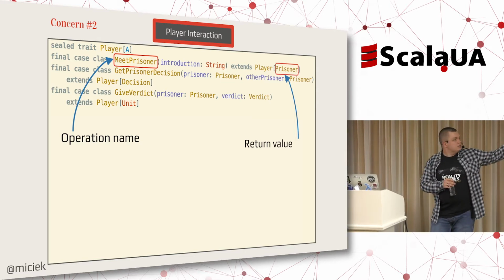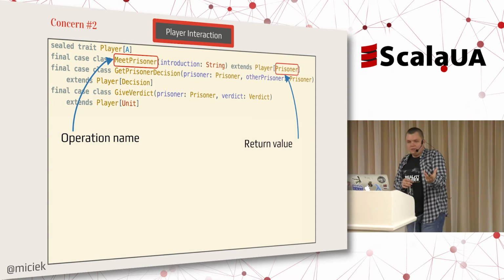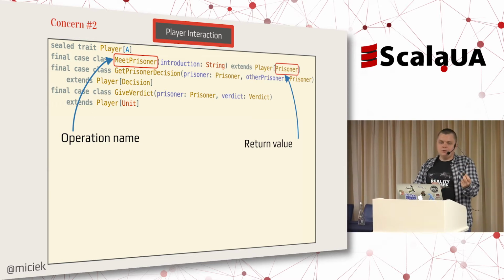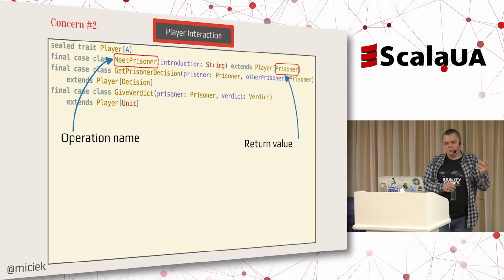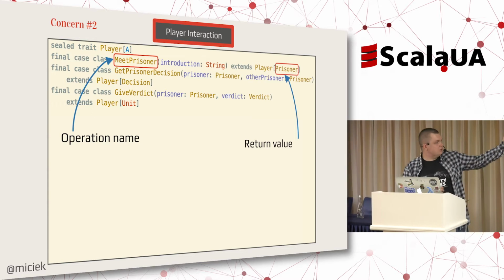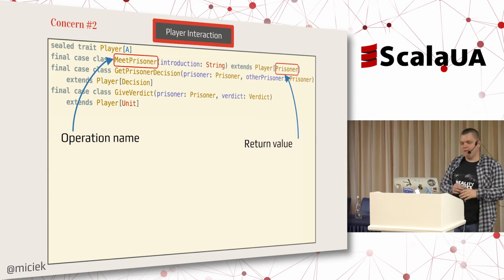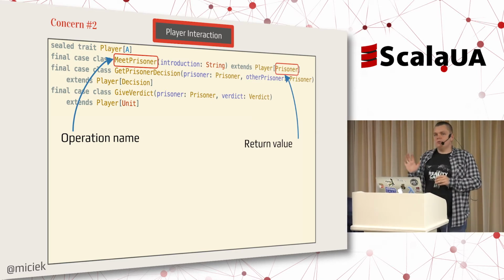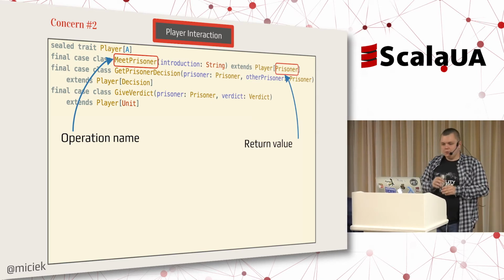So we have a sealed trait Player, which is player operations, and Free extends it. That means that we have 3 possible operations. Meet the prisoner, which returns a prisoner, get decision, which returns a decision, and give verdict, which returns a unit, because this is kind of an effectful thing, right? But those are only semantic descriptions of what we want to have.